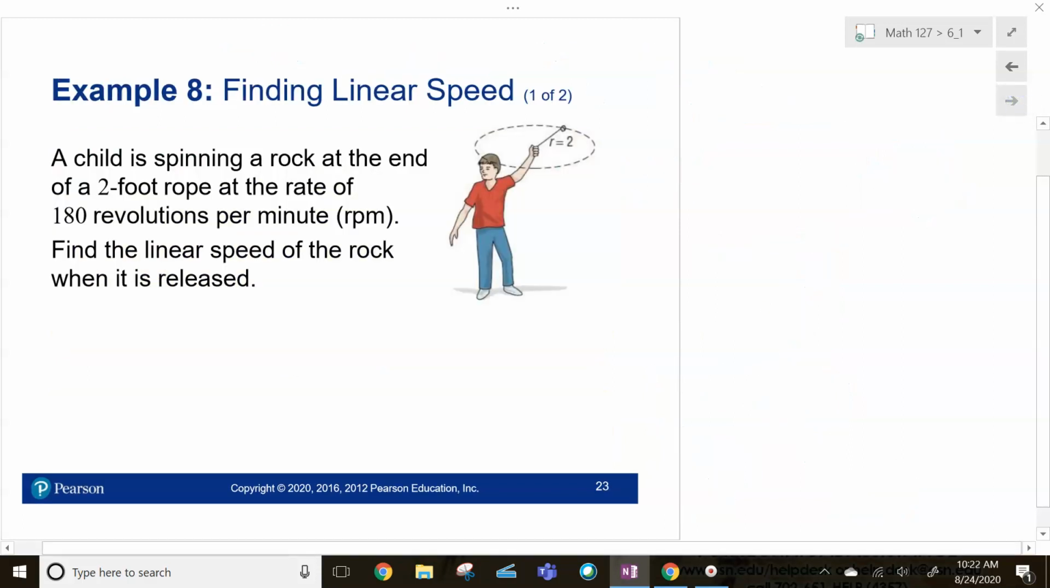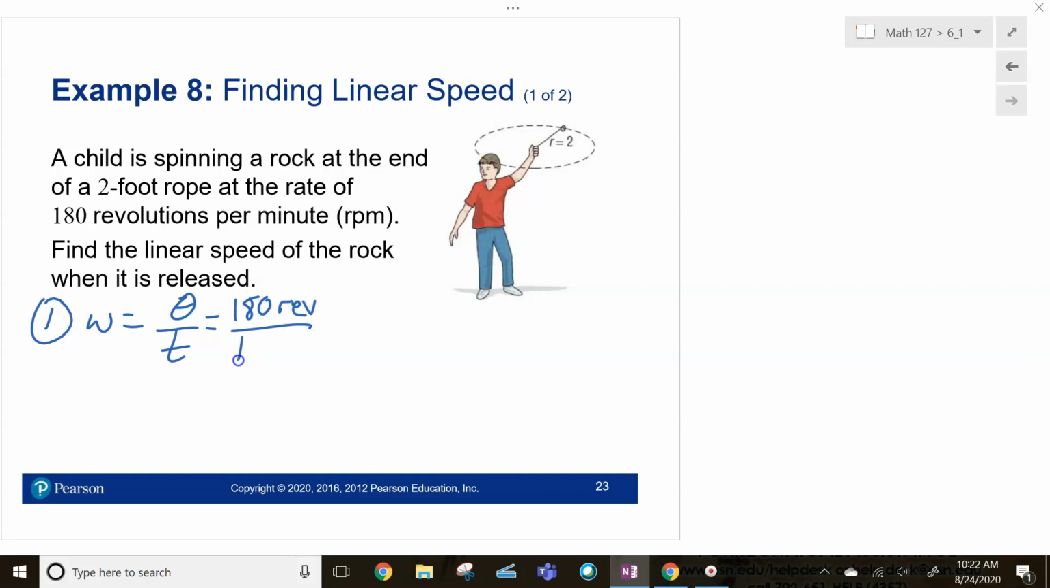All right, so here's your example. A child is spinning a rock at the end of a 2-foot rope at the rate of 180 revolutions per minute. Okay, so it's giving you that angular speed. Let's go ahead and find the linear speed of the rock when it's released. So number one, what are we given? We're given 180 revolutions per 1 minute.